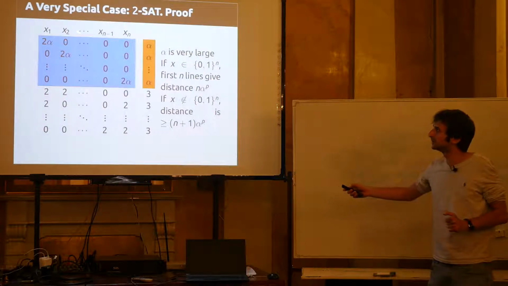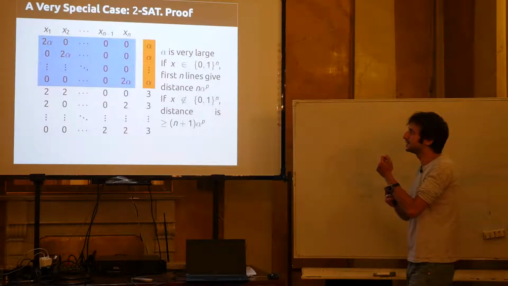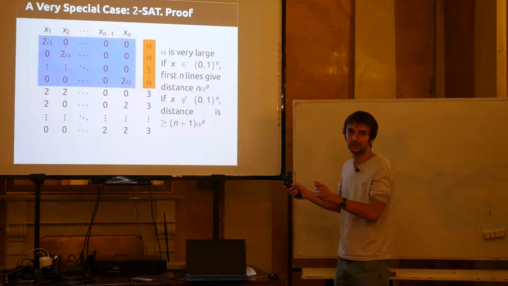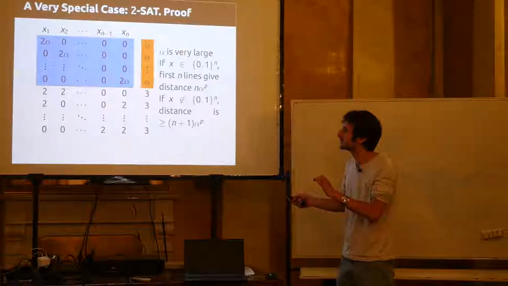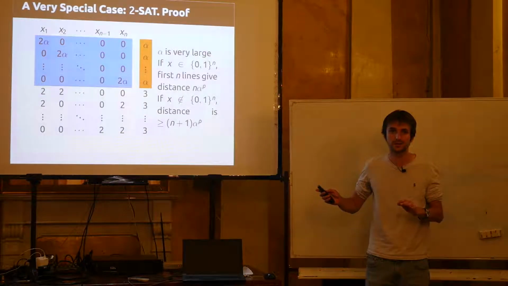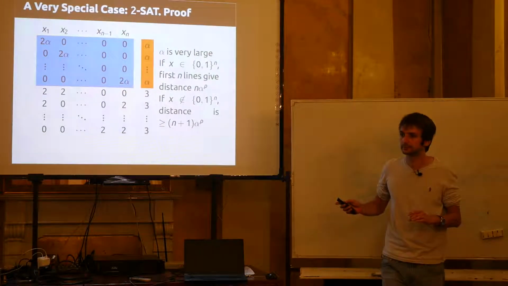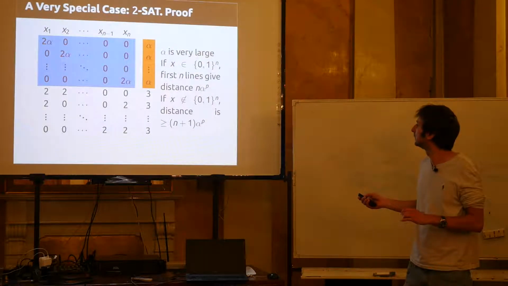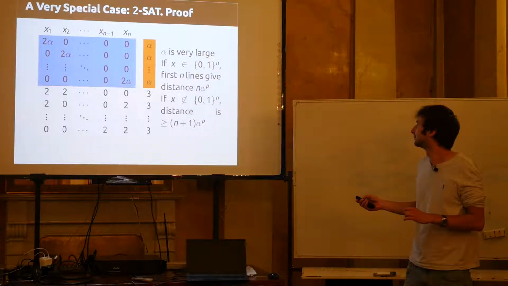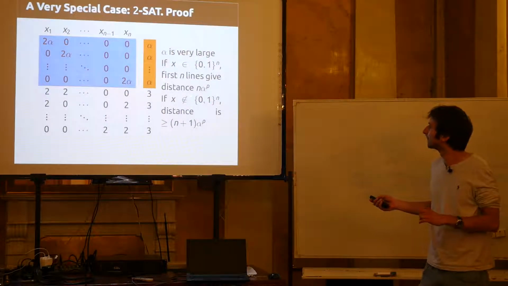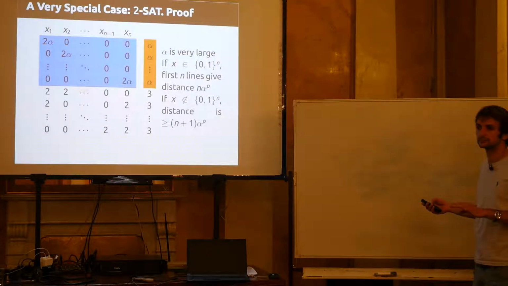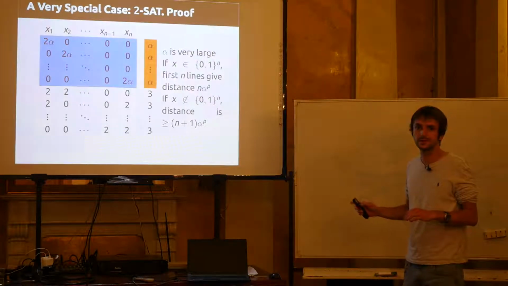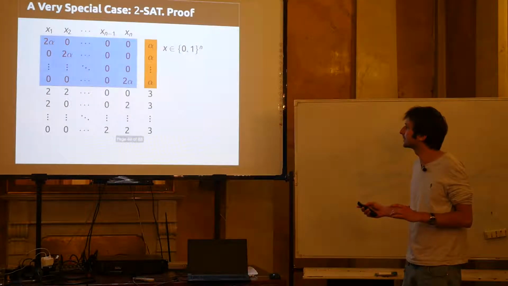This simple gadget, alpha times the identity matrix, just lets me distinguish the cases where x is 0 or 1 from where it is not 0 or 1. That's what I want, and then I want to make sure that this 0, 1 assignment also satisfies all clauses. So this is not exactly the distance, but the p-th power of the distance. A non-0-1 assignment contributes too much to the distance, and using this I can distinguish them.